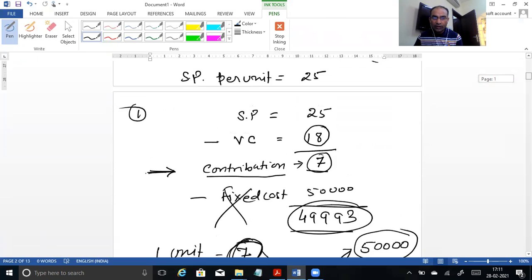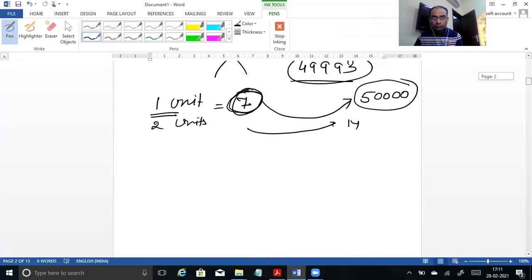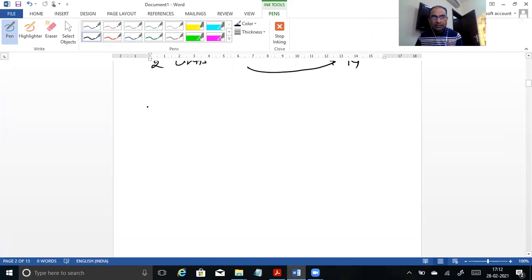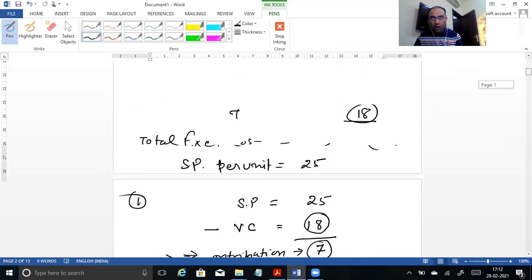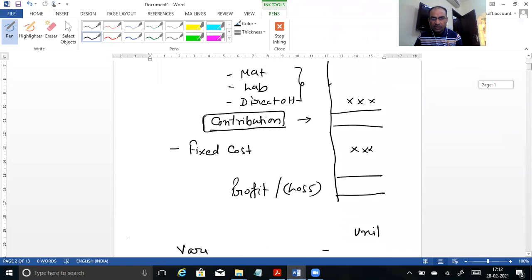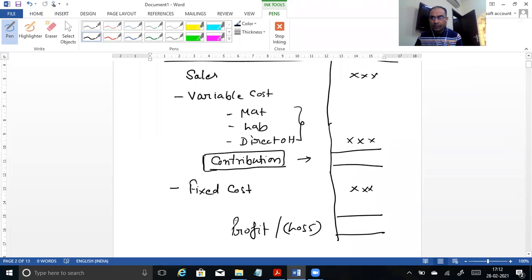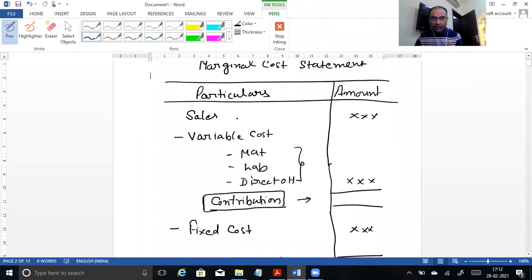I hope you understood why we call it contribution. Okay, so moving on. Now let us discuss some of the important formulas of marginal costing. Once you have seen the meaning of contribution and how we calculate profit or loss, this particular format, as you can see on your screen, is very important in the entire marginal costing. First of all, selling price or sales.